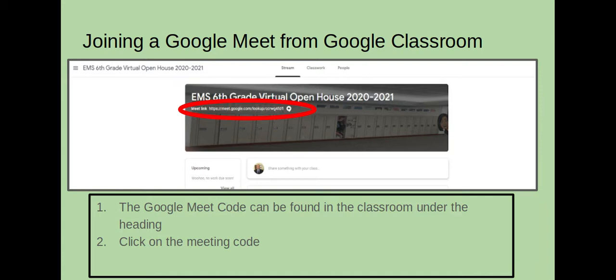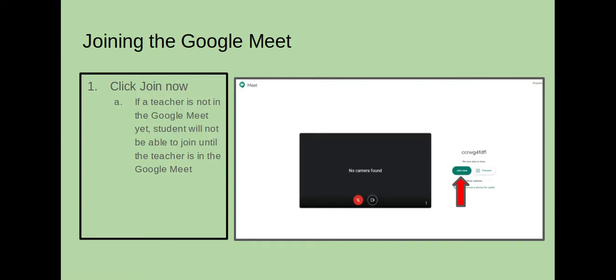The steps to join the meet are as follows. Number 1, the Google Meet code can be found in the classroom under the heading. Click on the meeting code. That's what I have circled in red. Once your student clicks on the meeting code, they will be escorted to a new page. It's called the Getting Ready page. In this page, they'll be able to turn on or off their camera, mute their microphone, check to make sure that they're appropriately dressed for class, and make sure that there's nothing distracting behind them before they join the class.